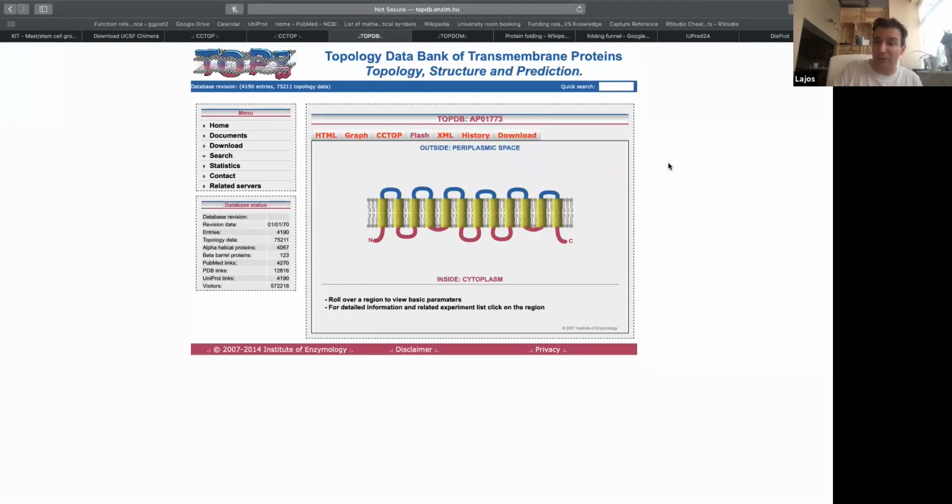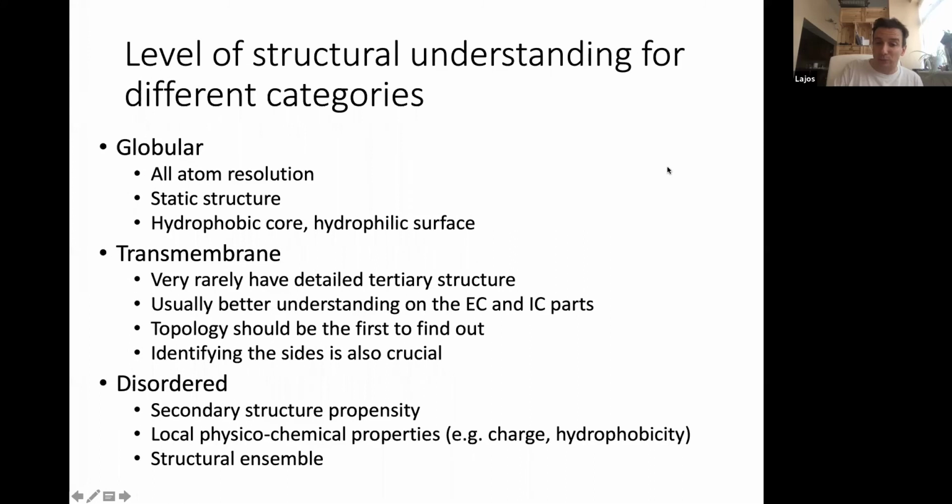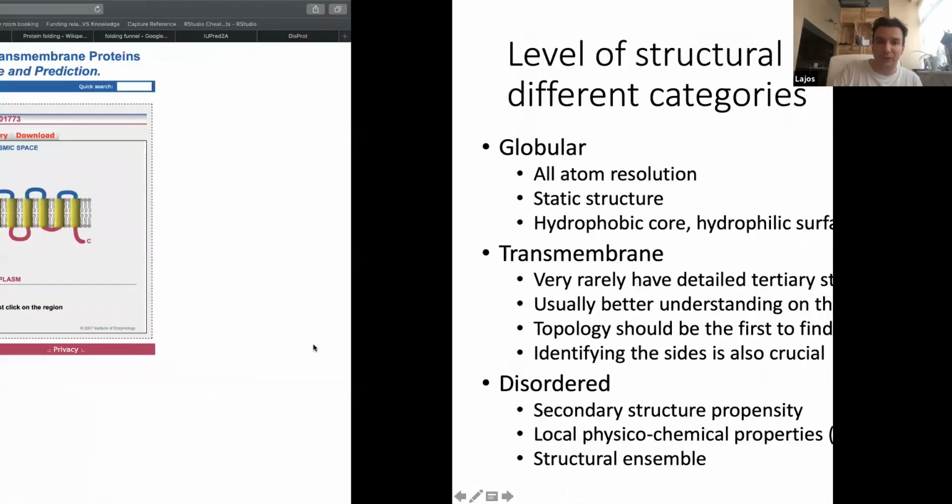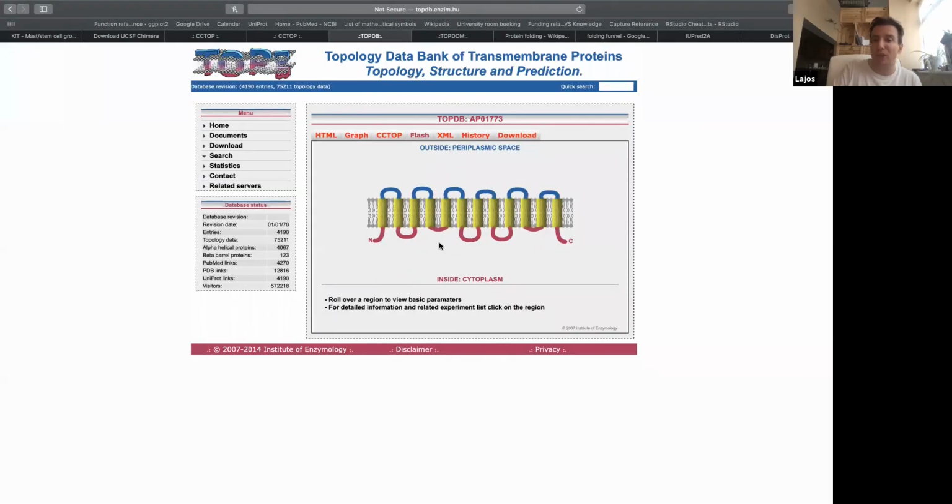If you have something like this, then the first level you have to find out is the topology. So the topology is what you see here. Of course, it doesn't look like this in the cell. It's not stretched within the membrane like this. This is just a topology: which part is intracellular, which part is intramembrane, which part is extracellular, and so on.